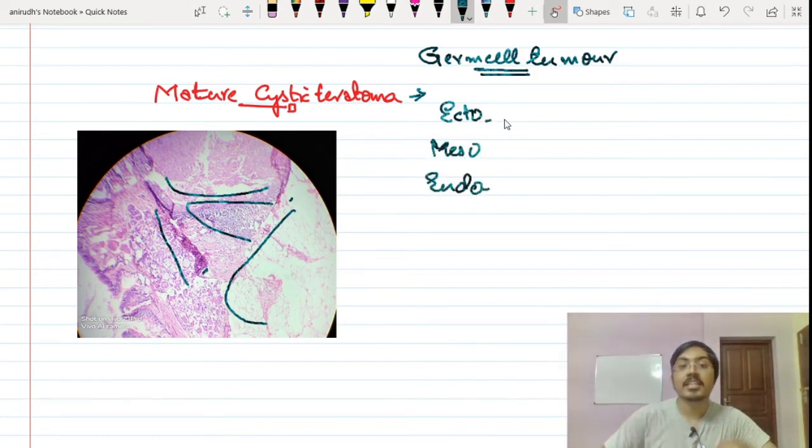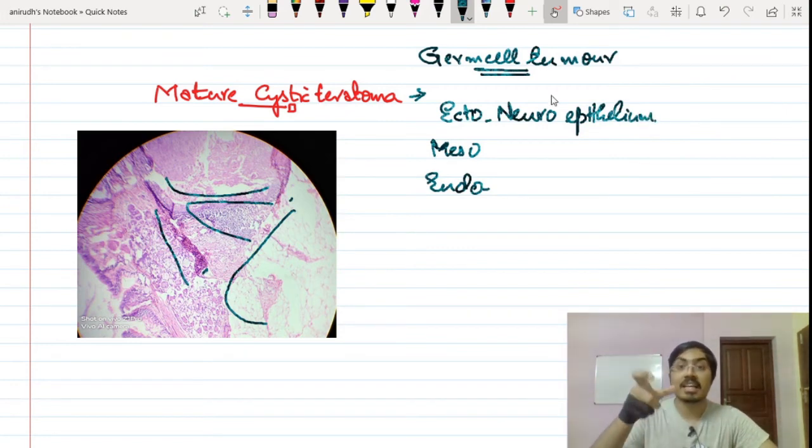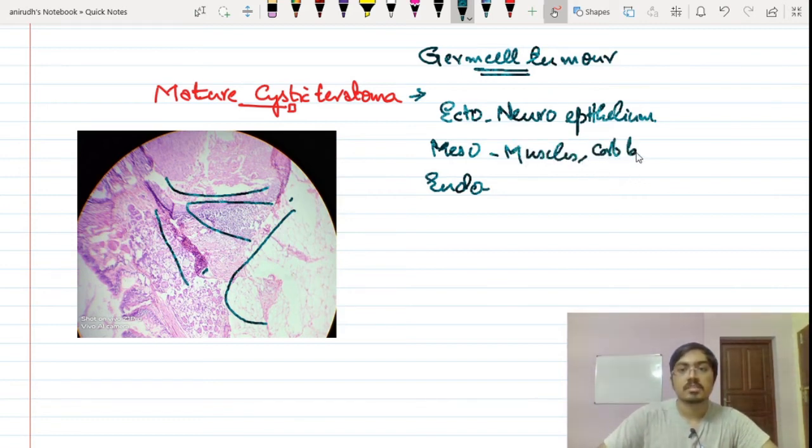Ectodermal components like the neuroepithelium, isn't it? Neuroepithelium. So it is not just epithelium, I'll have to carefully say neuroepithelium because it can even have brain and glial cells there. And as far as epithelium is concerned, the skin can be present over there, like stratified squamous epithelium. Mesoderm: muscles can be present, okay, cartilage, bone can be present over there. So these are certain mesodermally derived structures. Endodermally derived structures are the glands, right?